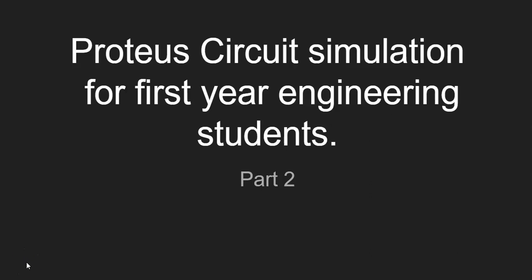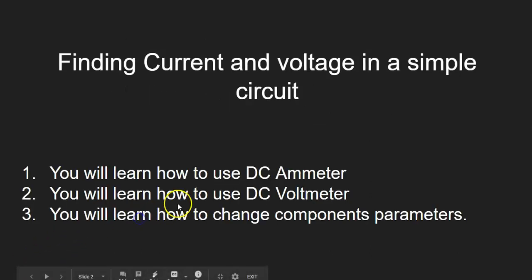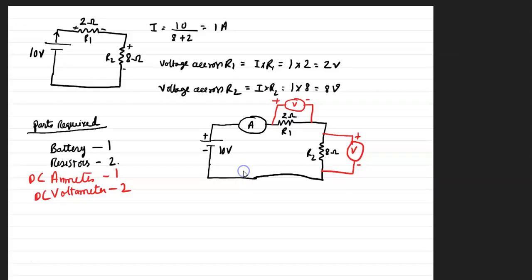This is part 2 on Proteus circuit simulation. In this video, you're going to learn how to find the current and voltage in a simple circuit. You will learn how to use the DC ammeter and DC voltmeter and how to change the properties of the components. So I'll be using this simple circuit.